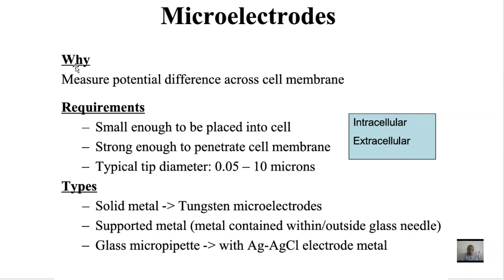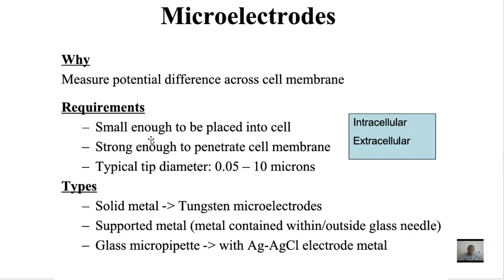Okay, first, why do we need microelectrode? The microelectrode measures potential differences across the cell membrane: resting potential, action potential. These are the potentials measured at the cellular level. So for this measurement we are using the microelectrode. Requirements: small enough to be placed into the cell. Its size is very small, and it can be placed into the cell.